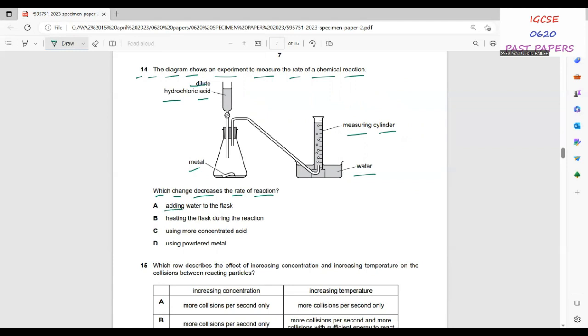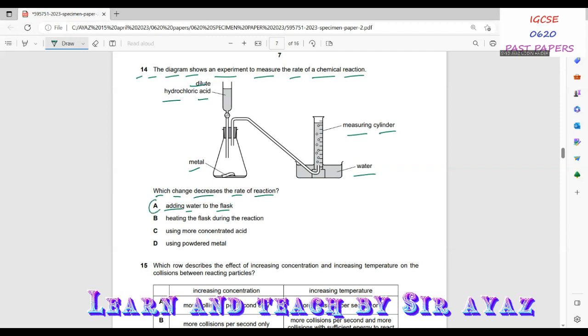A, adding water to the flask. If you add water to the flask, this will decrease the concentration of hydrochloric acid. So this looks correct to me. Let's see the other answers or responses.